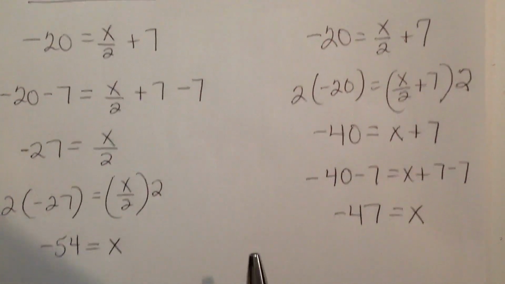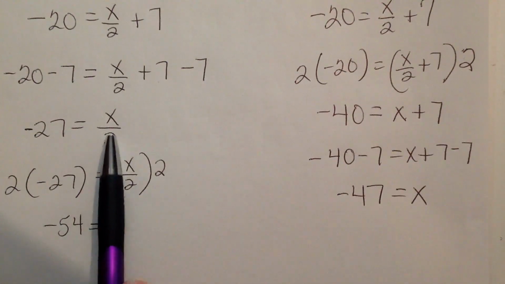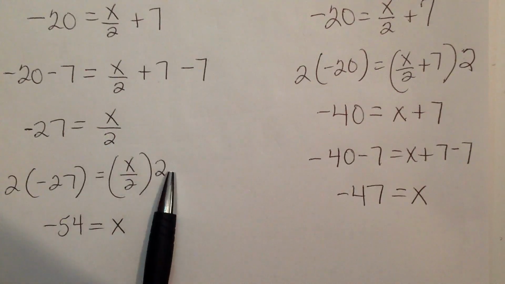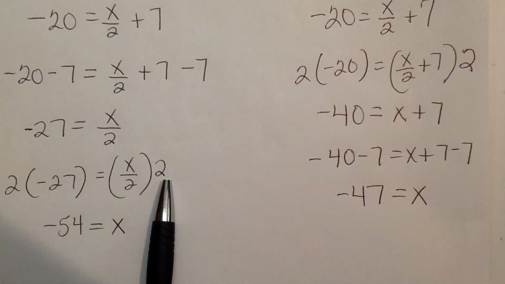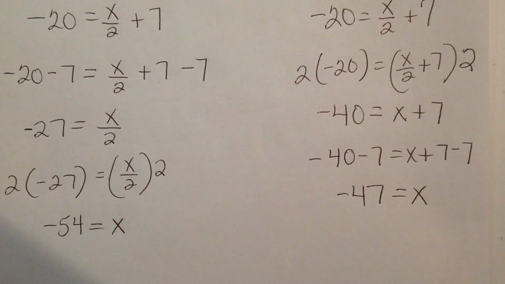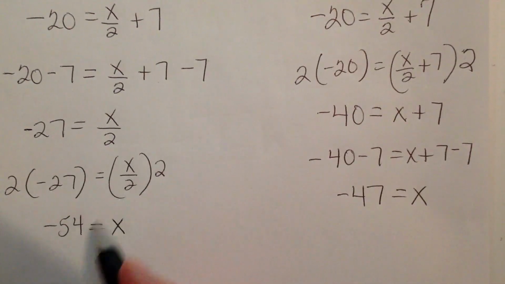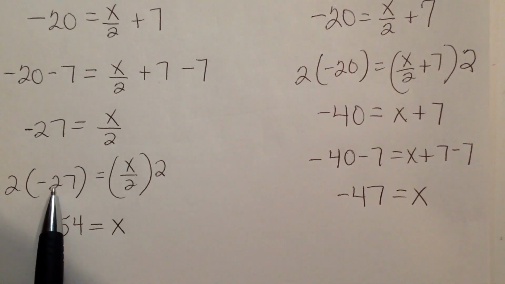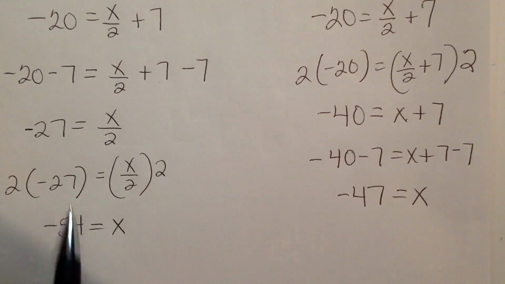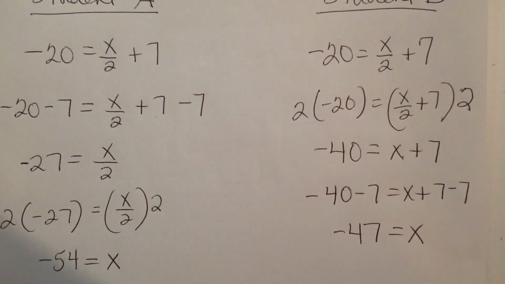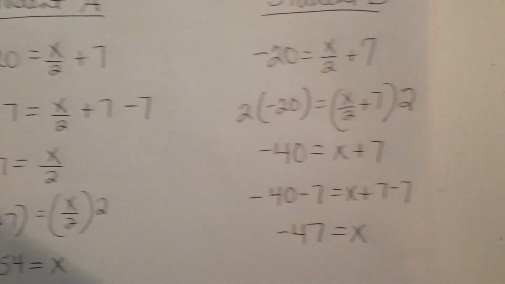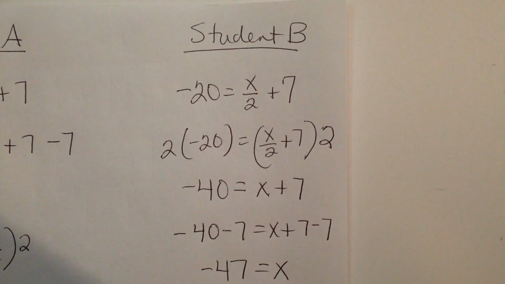To undo the division of x divided by 2, this student multiplied both sides by 2. Over on the right-hand side, the 2's would cancel, and 2 times -27 is -54. I did not find an error in student A's work. Now let's look at student B.